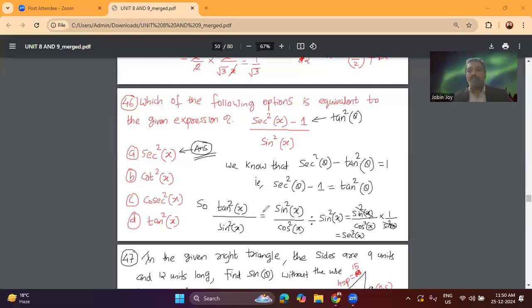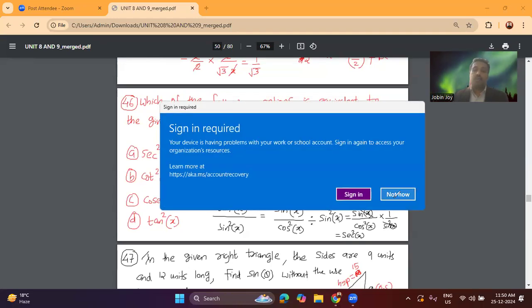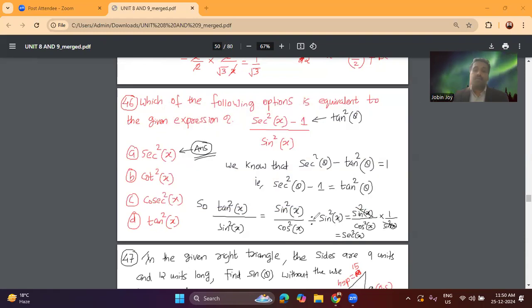So what is tan square x? Tan is sine by cos. So sine square x divided by cos square x, divided by sine square x. I will change this division sign by taking the reciprocal of this sine square x. So sine square x by cos square x into 1 by sine square x. So sine square x cancels, 1 by cos square x. What is 1 by cos? 1 by cos is sec. So that means sec square x. So the answer is sec square x.